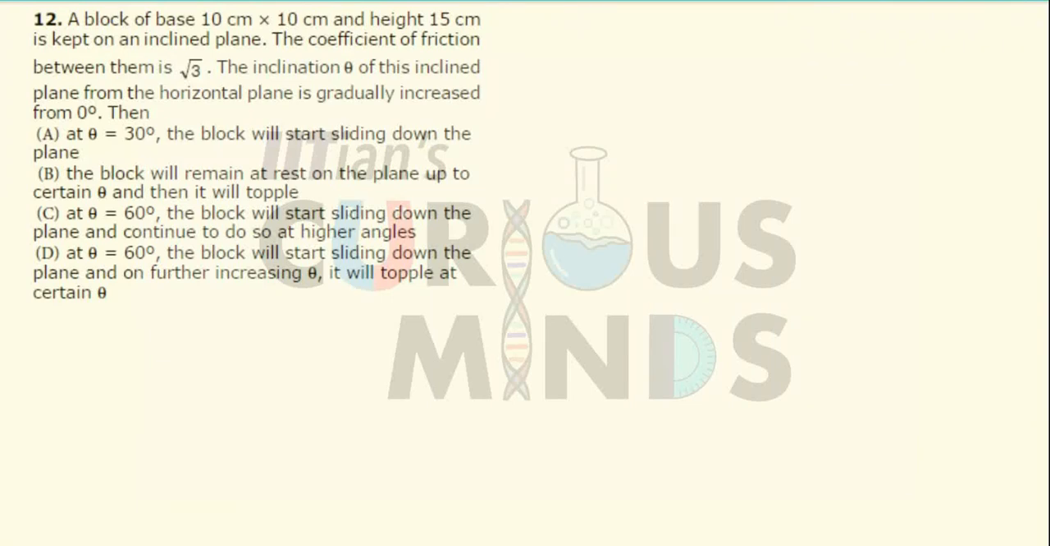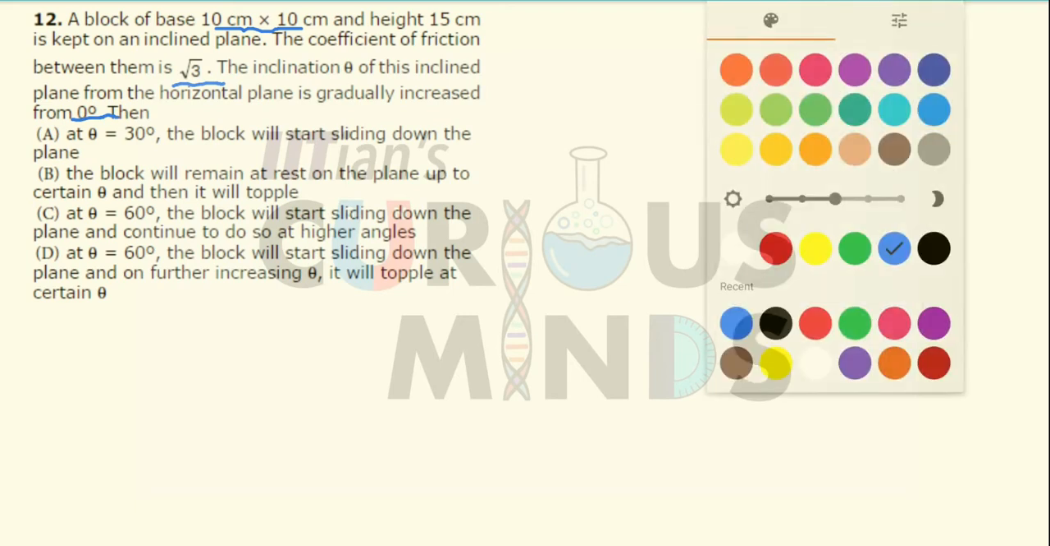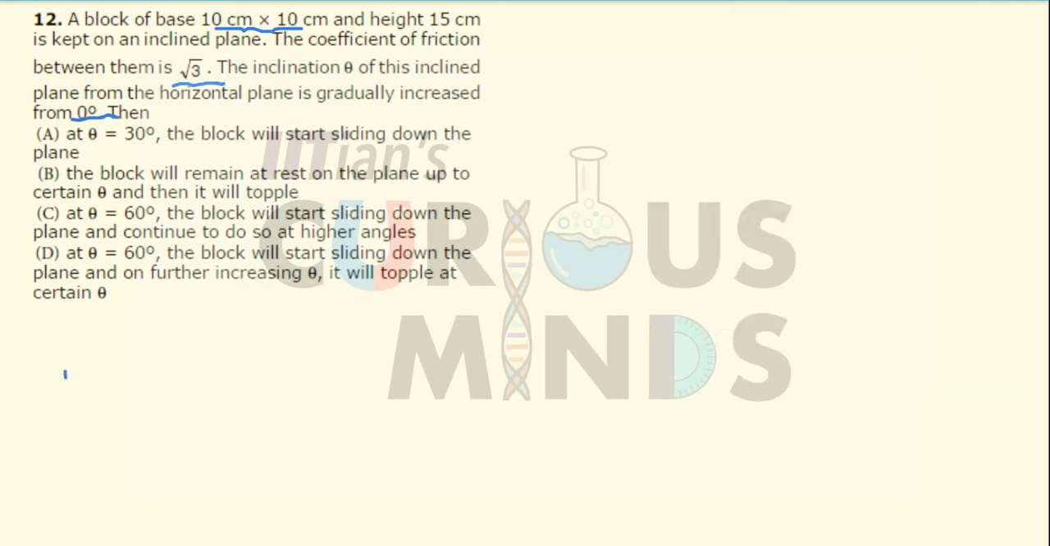A block of base 10 centimeter by 10 centimeter and height 15 centimeter is kept on an inclined plane. The coefficient of friction is root 3. The inclination theta of this plane is slowly increased from 0. Then what will happen beyond a certain angle? Now let us see the two possible conditions for a given body.